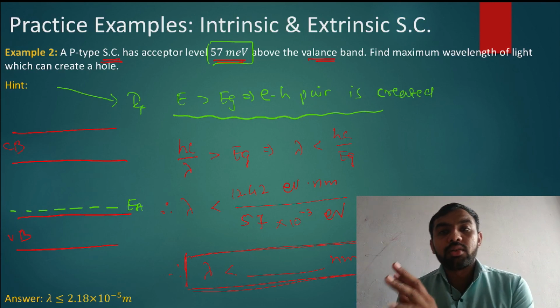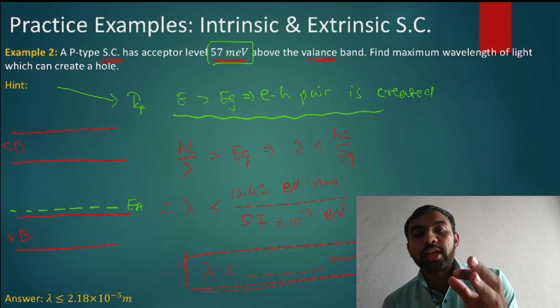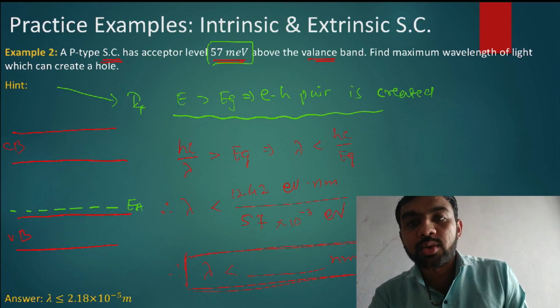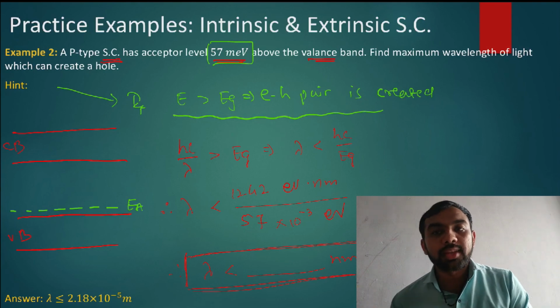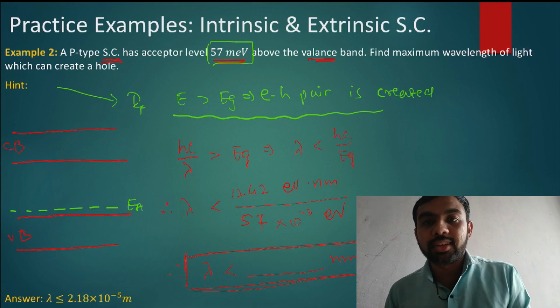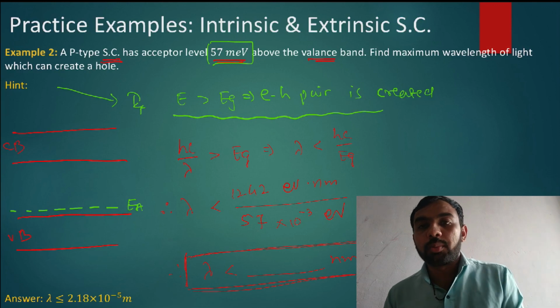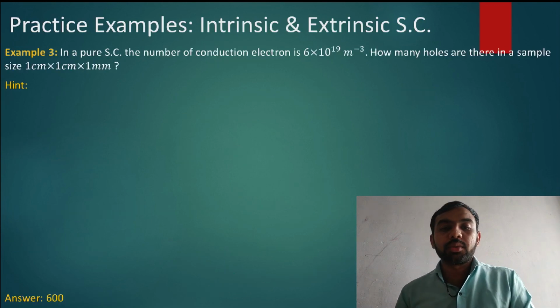कैसे करना है सॉल्व, जो भी फोटोन की एनर्जी हो वो बैंड गैप से ज़्यादा होनी चाहिए. So Hc by lambda must be greater than Eg, then the electron hole pair is generated, as we discussed in additional notes. Okay, just before this example, all of you must note this example in your books properly. Okay, let's see the next one.